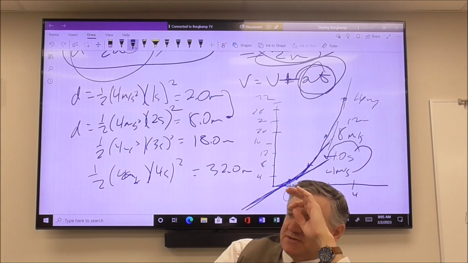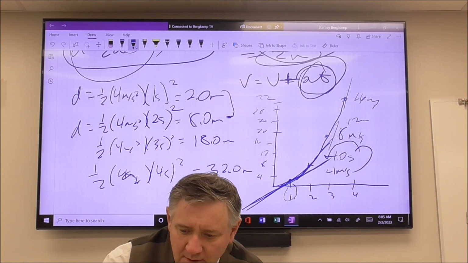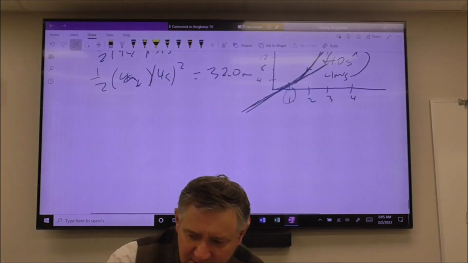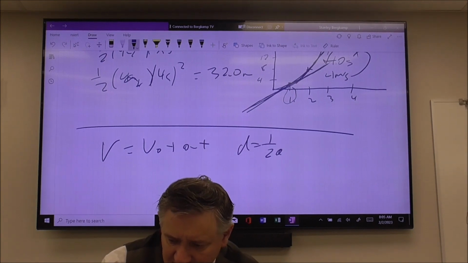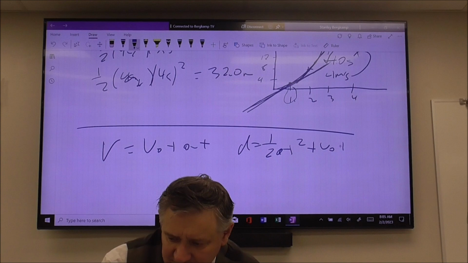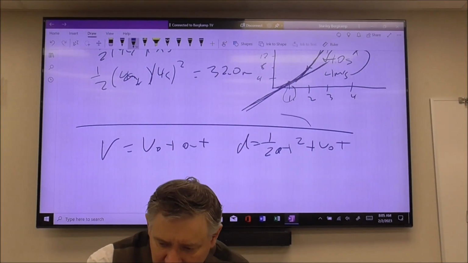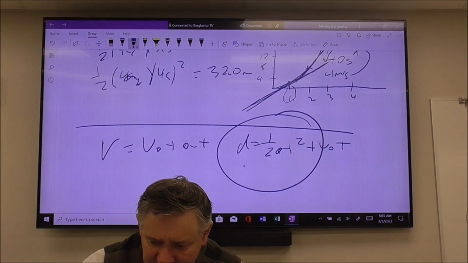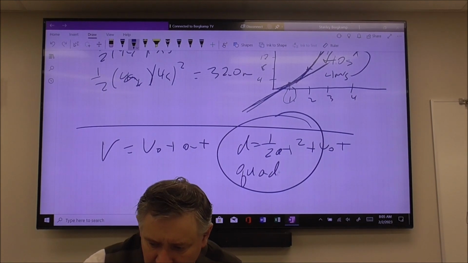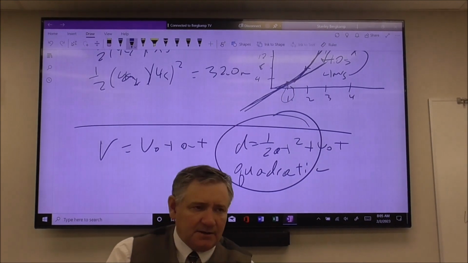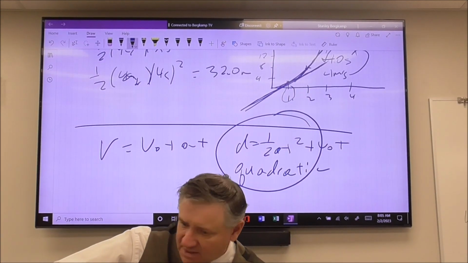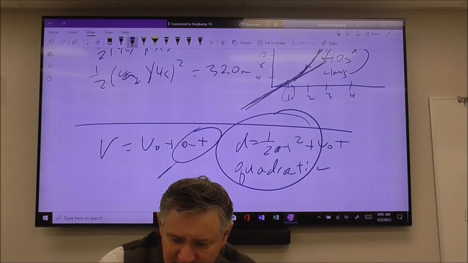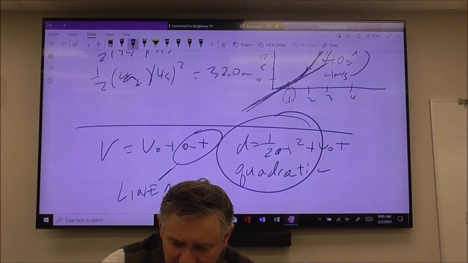Now, here's what I want you to take out of this. Whenever you see, and this is the contrast, you have v = v0 + at, and you have distance = 1/2 at² + v0t. Because this is squared, that changes as a quadratic function of time because it's t squared. So position changes as a quadratic function of time. Velocity changes as a linear function of time.